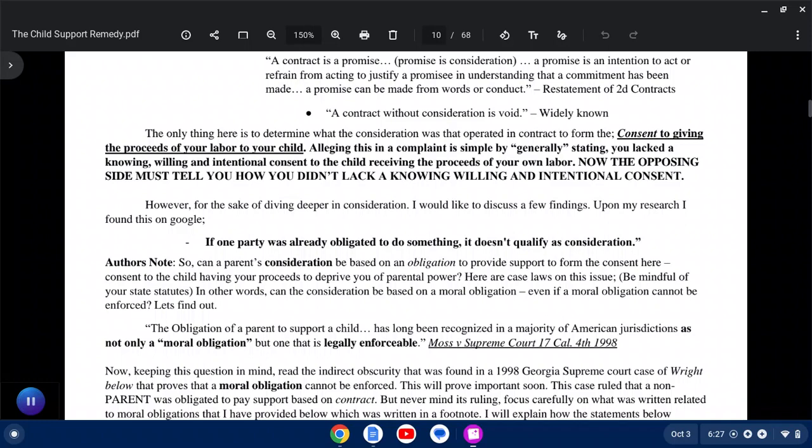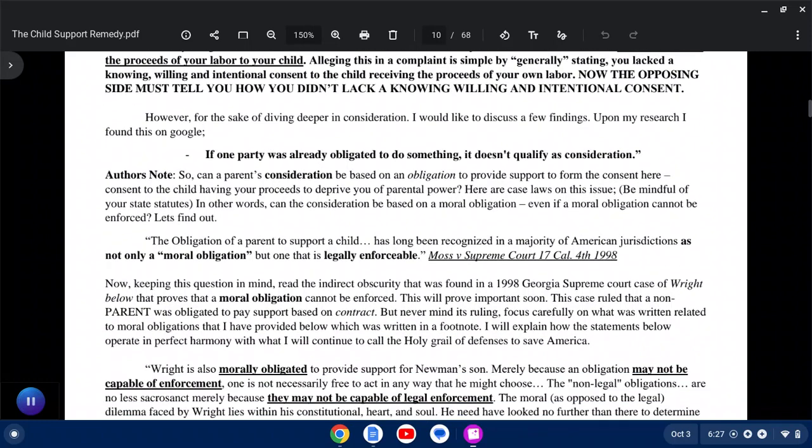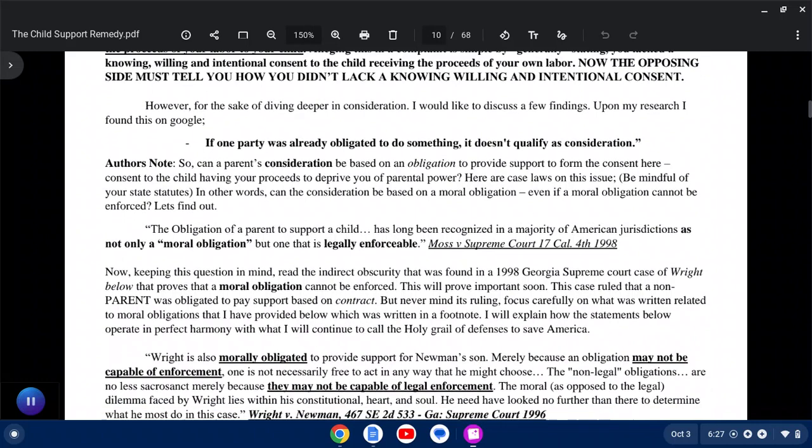Alleging in a complaint is simple by generally stating you lacked a knowing, willing, and intentional consent to the child receiving the proceeds of your own labor. Now the opposing side must tell you how you didn't lack a knowing, willing, and intentional consent. However, for the sake of diving deeper into consideration, I would like to discuss a few findings upon my research. I found this on Google.